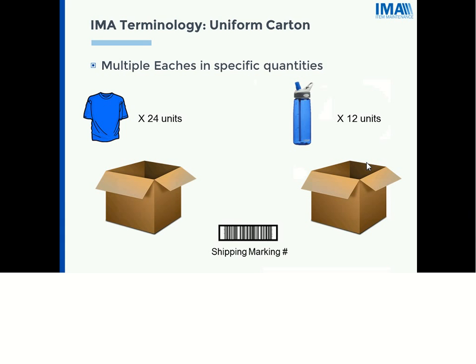Next we have a uniform carton. A uniform carton consists of multiple eaches in specific quantities. So it could be 12 units of the same water bottle, or perhaps 24 units of the same size and color shirt.